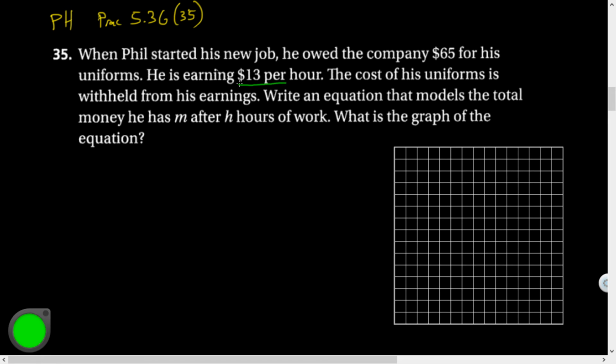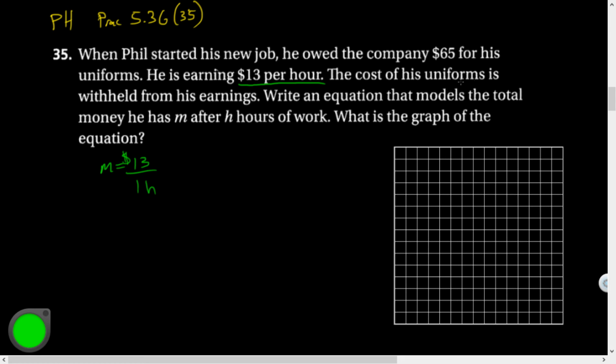That's likely going to represent, if this is a linear situation, which it is, what does 13 represent? In terms of the equation of a line, is it the y-intercept, x-intercept, the slope? What do we think 13 is going to be? Going to end up being our slope. $13 per 1 hour. The slope is going to be 13.